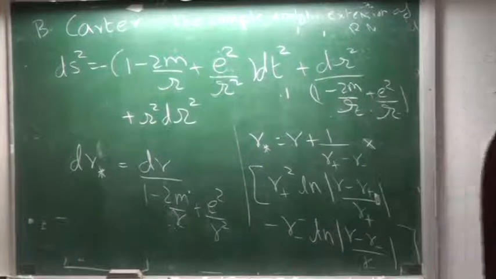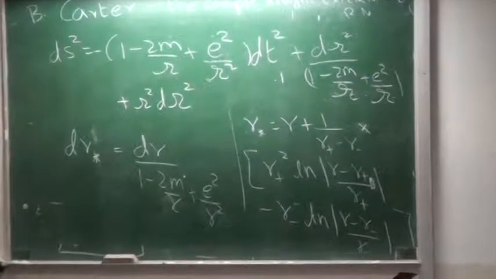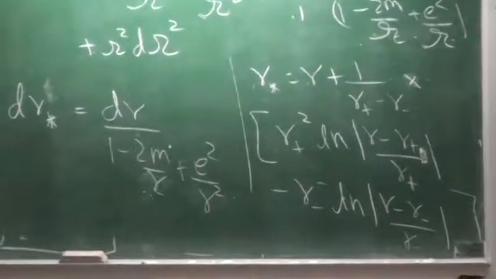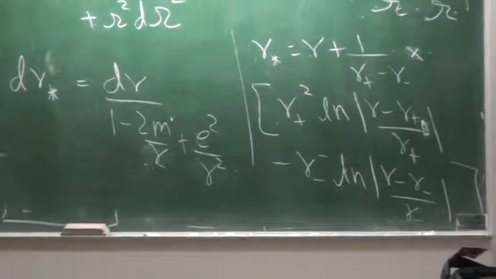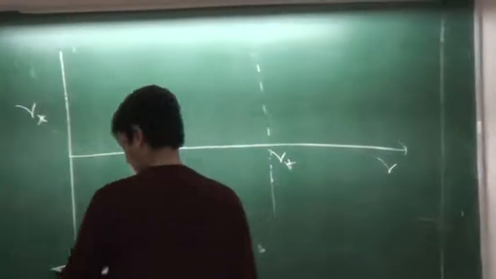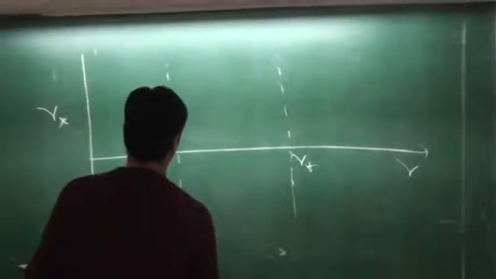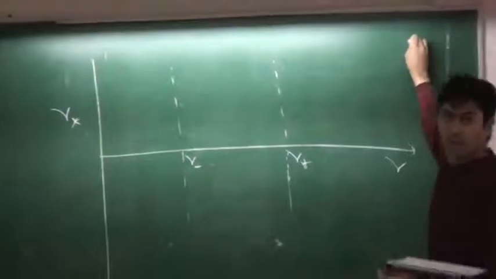Now the trick is to look at the behavior of the tortoise coordinate as a function of r, and this behavior is somewhat different from what it is in the Schwarzschild case. So look at r, and here's r minus. What happens if r goes to infinity? What's the value of the tortoise coordinate as r equals infinity?